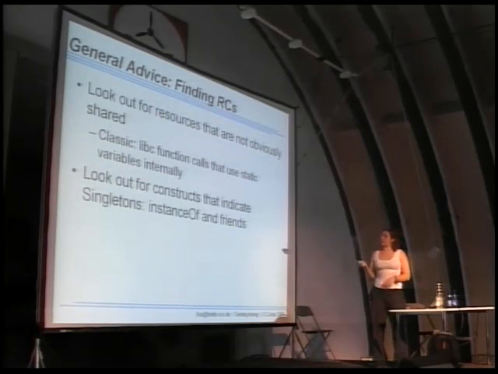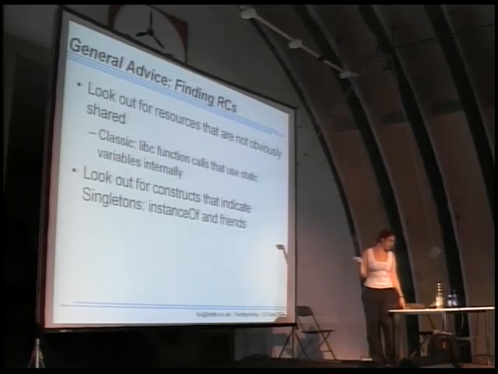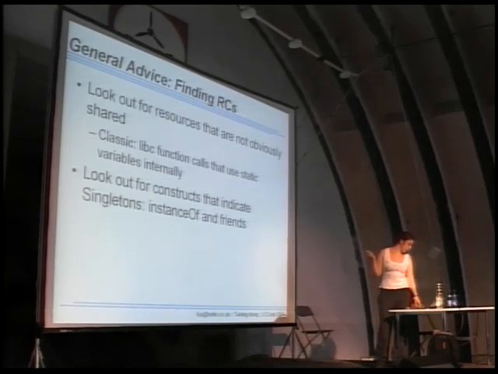One other thing I found useful is to look out for constructs that indicate that you're dealing with a singleton object, which is a well-known pattern from object-oriented programming. And it basically makes the object itself into a global kind of variable because it gets initialized once and then every time somebody accesses it, it just returns the same instance. So every time you see something like instance of getting called, make a mental note that this is actually a global shared data structure, quite likely.